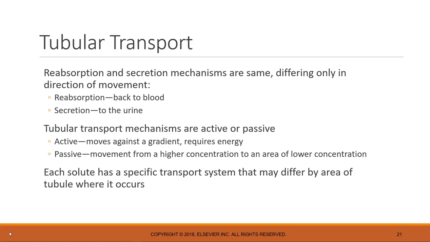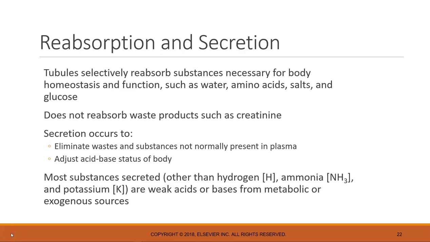Each solute in the blood has a specific transport system that may differ by the area of the tubule where it occurs. So the tubule selectively reabsorbs substances necessary for body homeostasis and function. And homeostasis is maintaining the same, maintaining a healthy body. Water, amino acids, salts, and glucose need to be reabsorbed to maintain homeostasis. It does not reabsorb waste products such as creatinine.